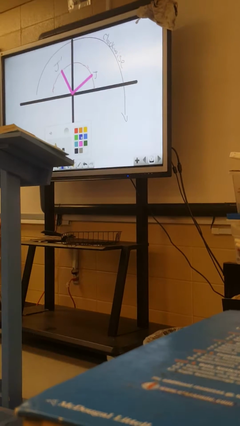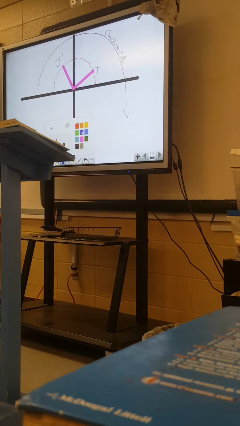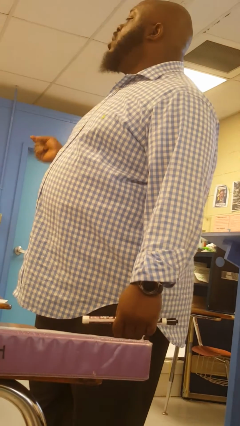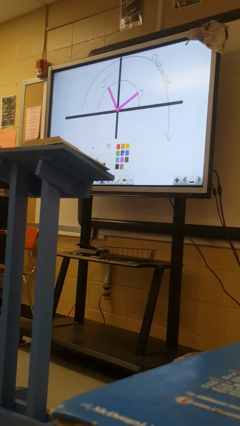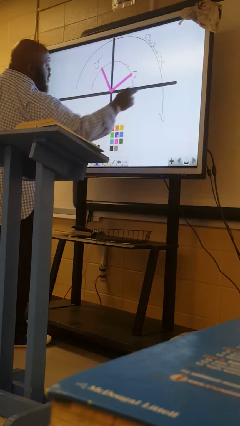All right. And then counterclockwise meaning doing what? Opposite. So in terms of righty-tighty, that's what? Clockwise. And then lefty-loosey is what? Counterclockwise. That's about the easiest way I can say that.